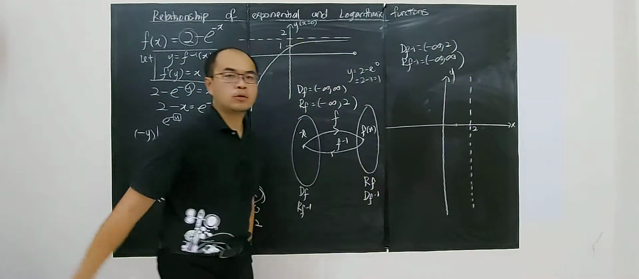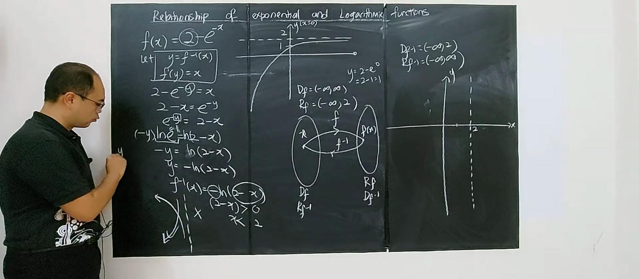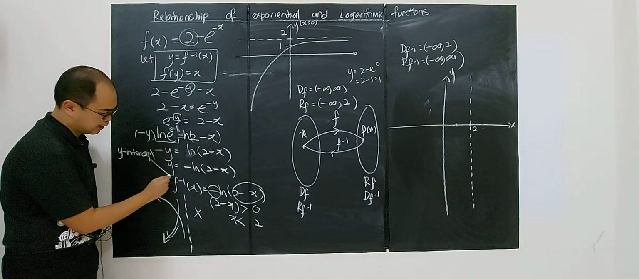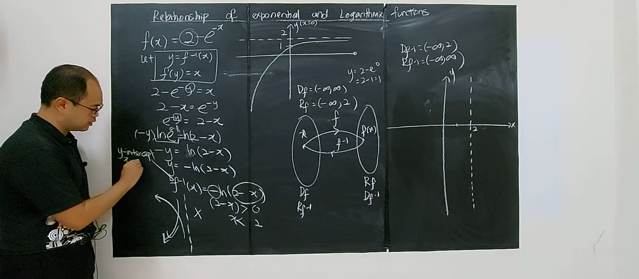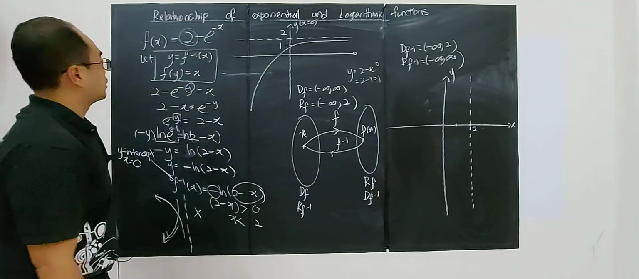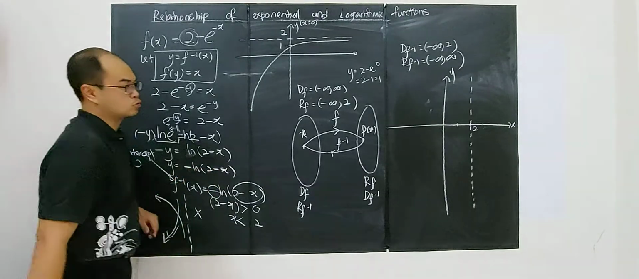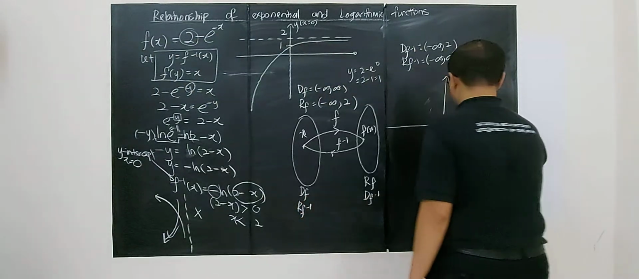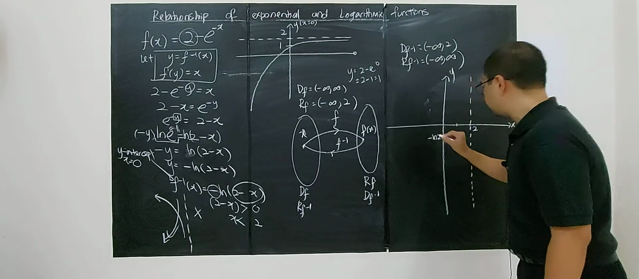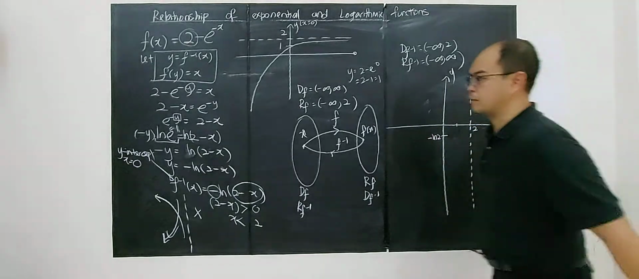They will intersect the y-axis. So for the y-intercept for this graph, the x has to be 0. So when x is 0, you have negative ln 2 here. Negative ln 2 means they will intersect at negative ln 2. Or if we want to go into detail, we can find the x-intercept as well.